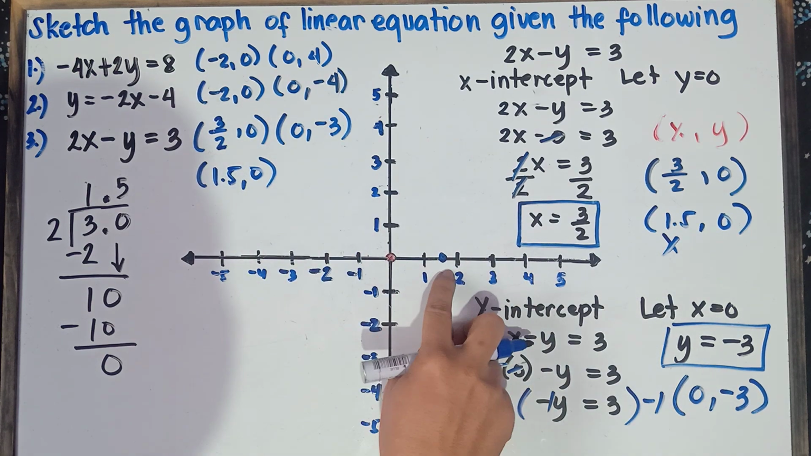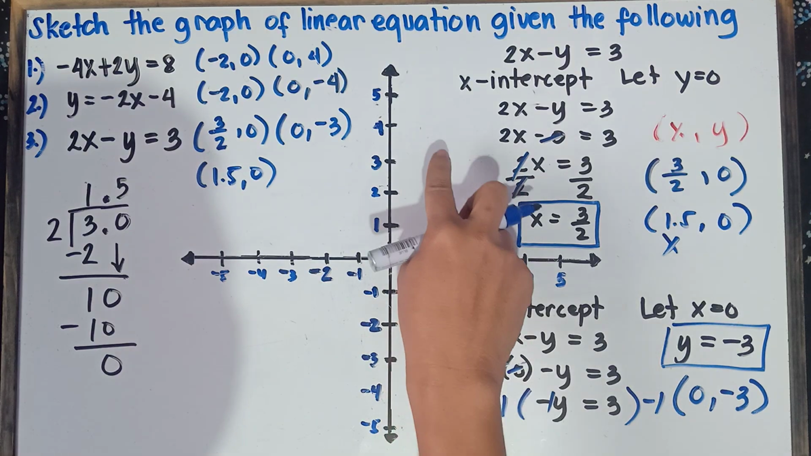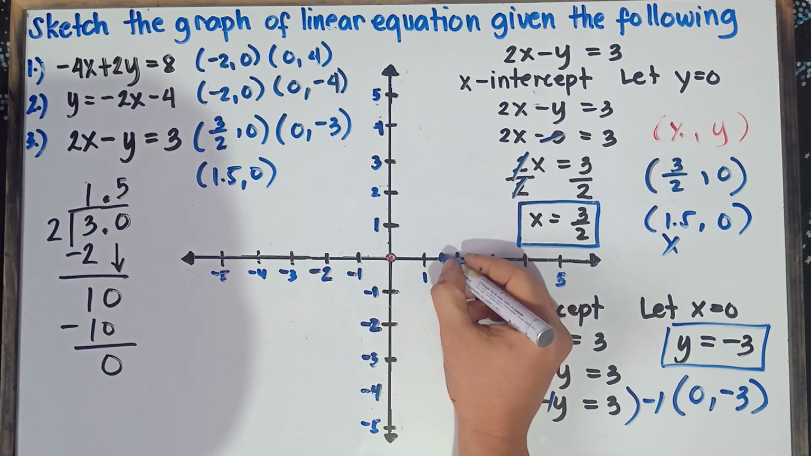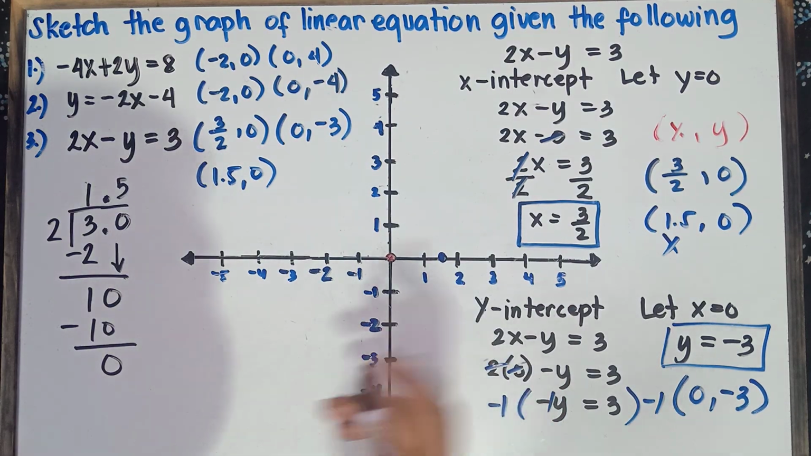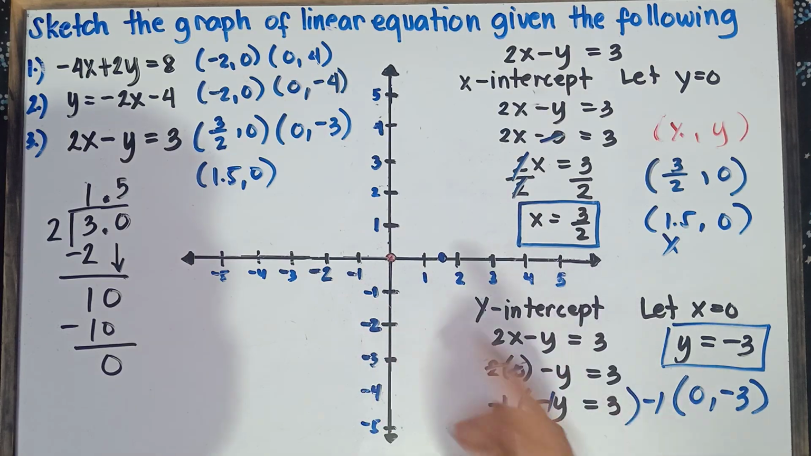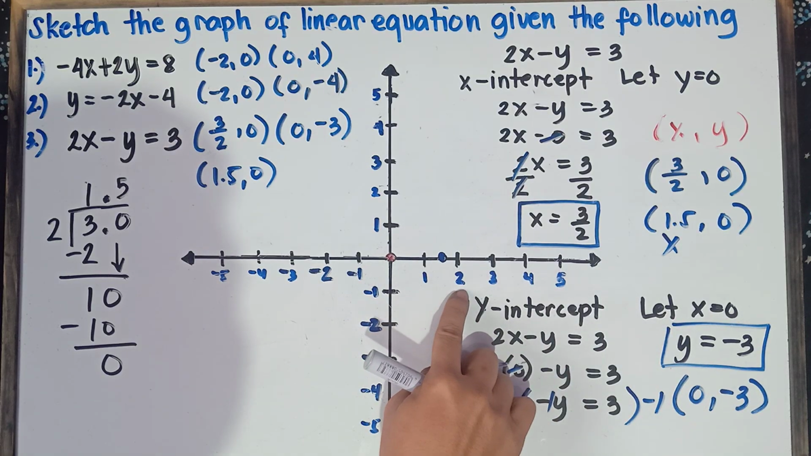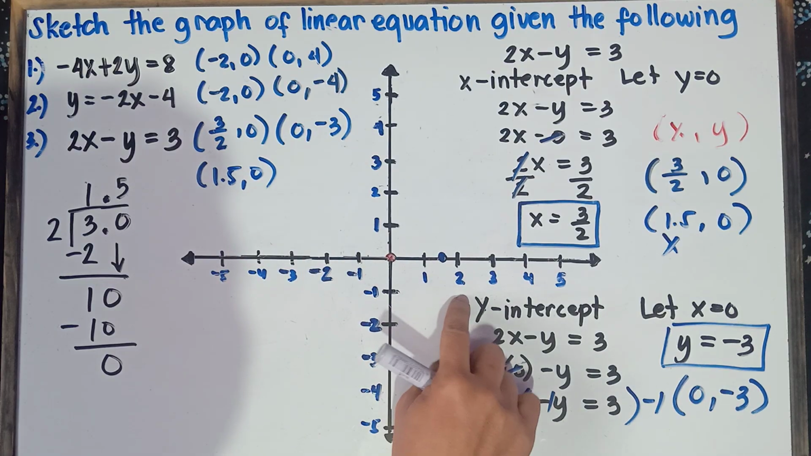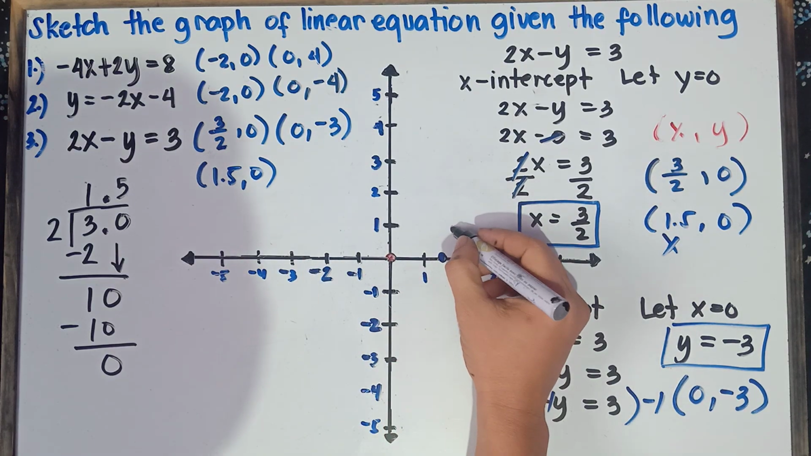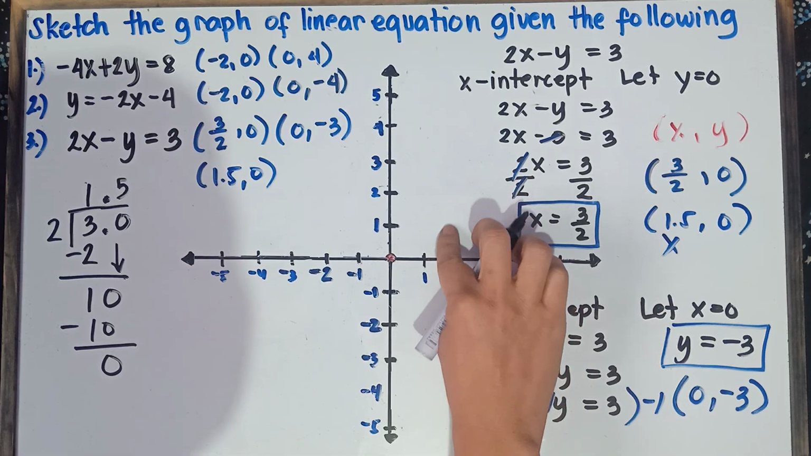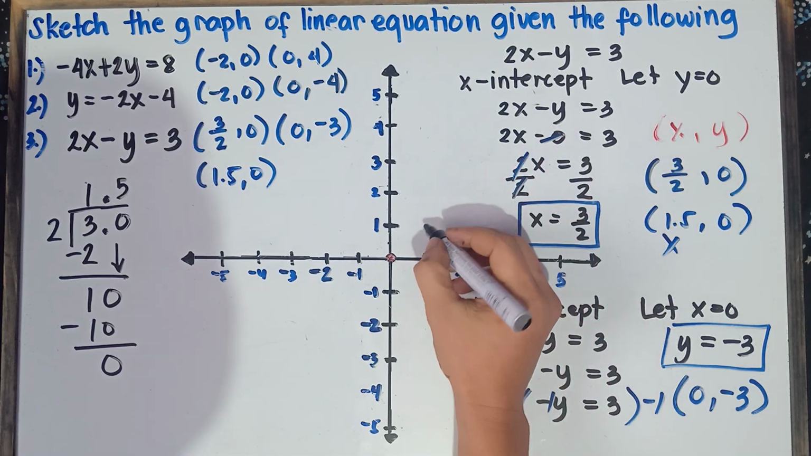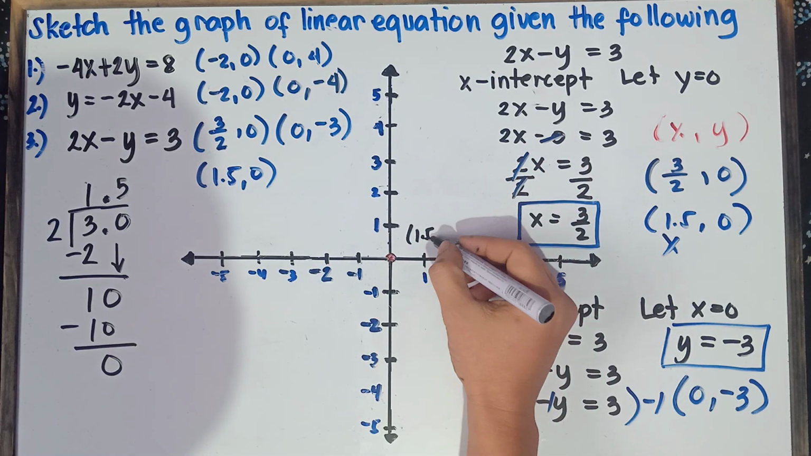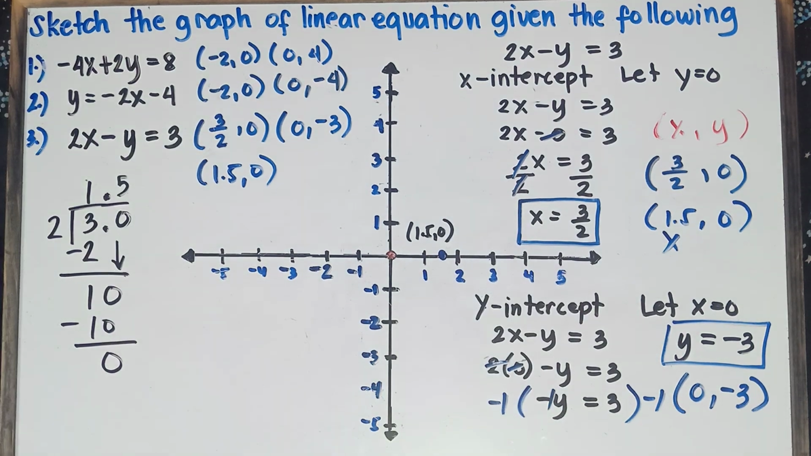And then y is 0, so we will not move up or down. So this will be the answer, class: 1.5 for x and y is 0. So we can label this one. Once again, class, I hope you're not confused. Positive 1, positive 2 for x, therefore 1.5 is in between 1 and 2. So we can label this one 1.5 and y is 0.